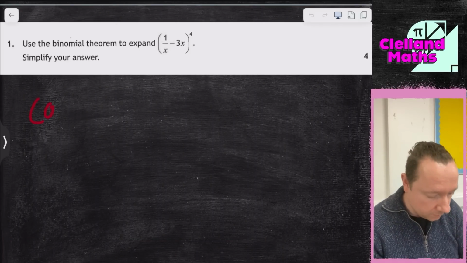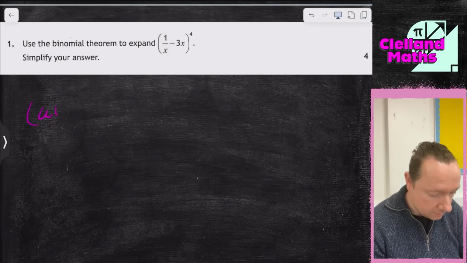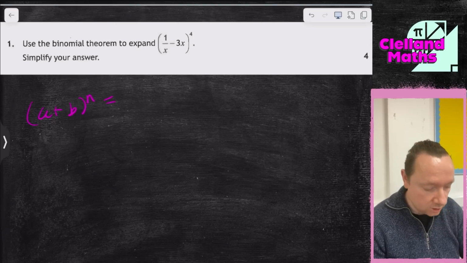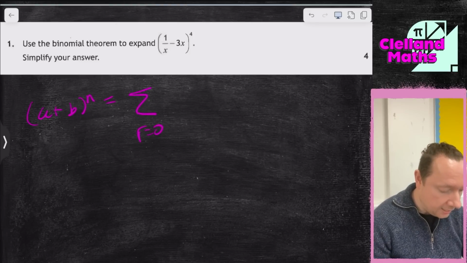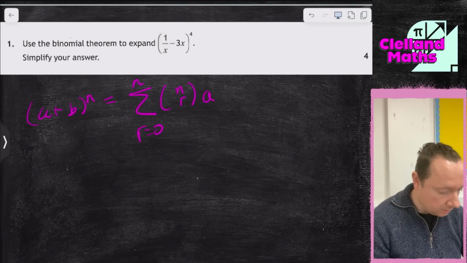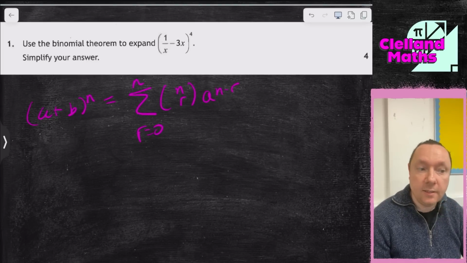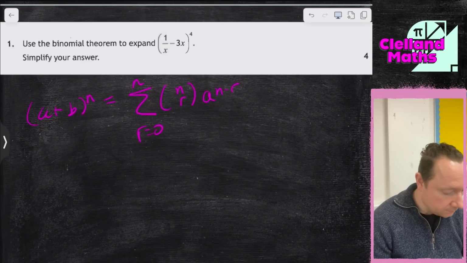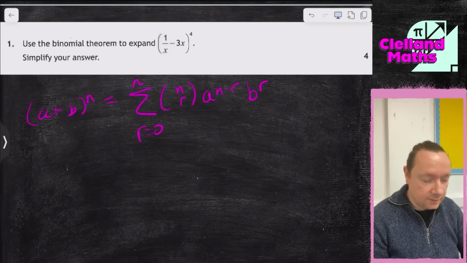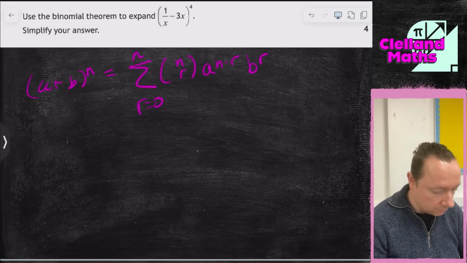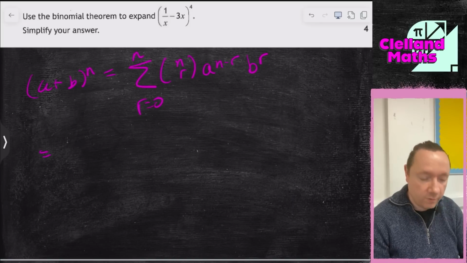So we've got a plus b to the n equals the sum of r equals 0 to n of n choose r, a to the n minus r, and b to the r. So in this case, n is 4. Since it says use binomial theorem, I'm going to write the whole thing out to be on the safe side.